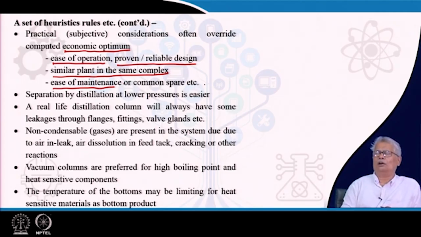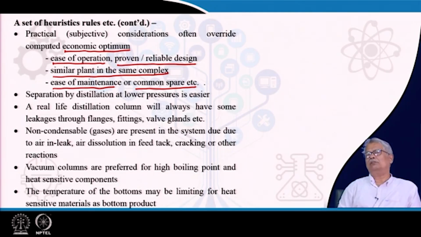find out how easy it is to maintain and run the plant, how good it performs in practice, and definitely if you have similar plants in the same complex, you will have the advantage of common spares. For example, you may not have exactly the same capacity column which you find to be optimum. You may go slightly away from the optimum design and have another column which is identical to one which is already in your plant, so that you can use common spares of heat exchangers, maybe columns and other spare parts.